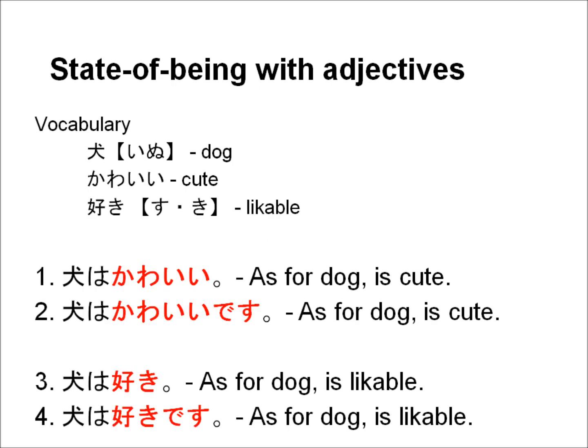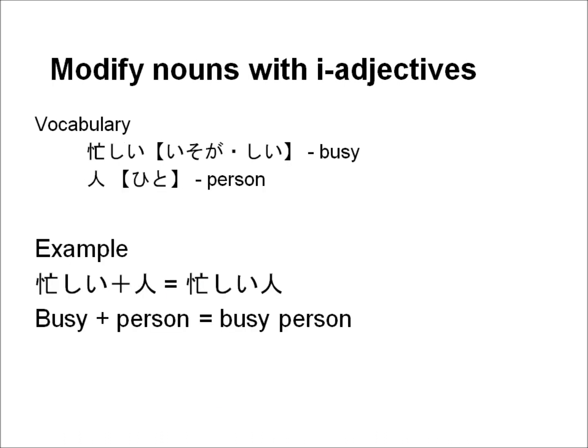Using adjectives with the state of being is no different from nouns. 犬はかわいい。犬はかわいいです。犬は好き。犬は好きです。Japanese doesn't make a distinction between singular and plural, so 犬はかわいい essentially means dogs are cute, and 犬は好き means I like dogs. The main difference between adjectives and nouns is that adjectives can directly modify a noun.